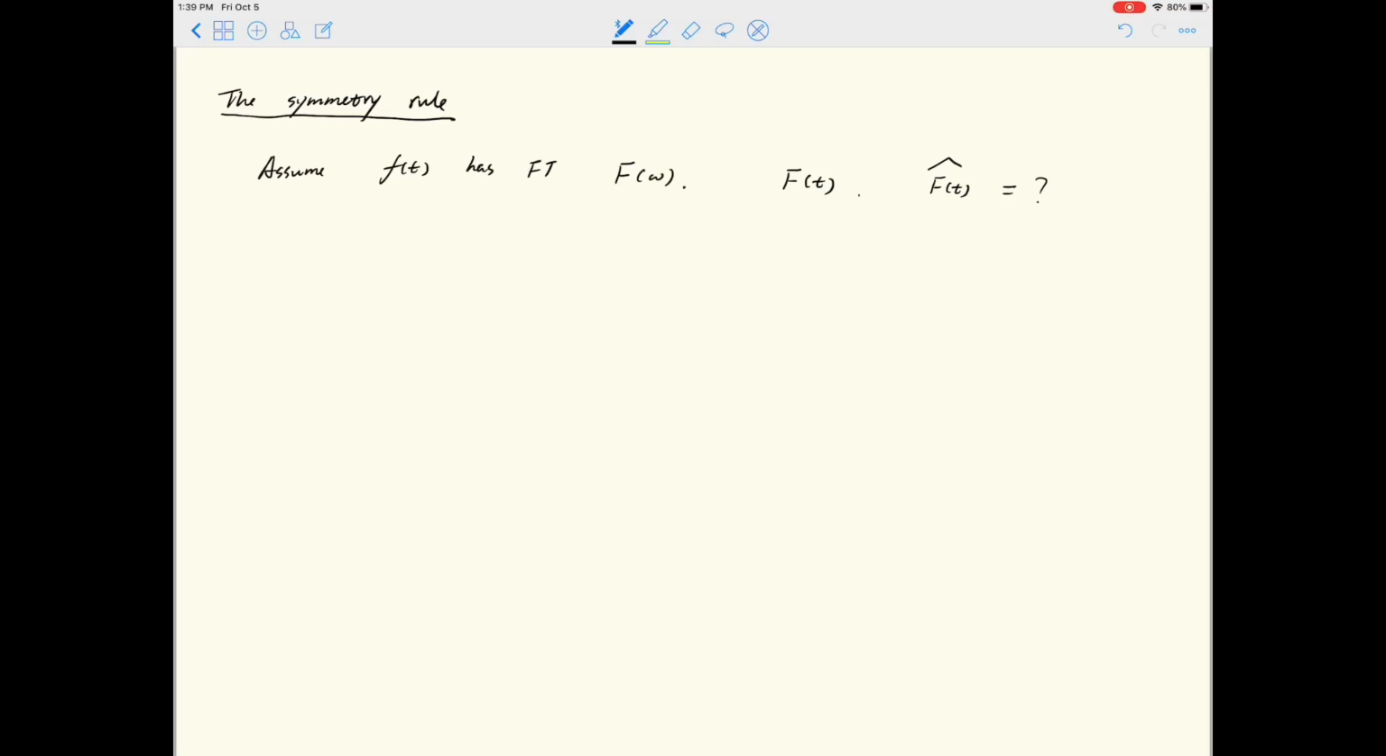The way we approach this is to write down what we know and then to derive what we do not know yet. So what is known now? Well, we know that capital F of omega is the Fourier transform of little f, which is the integral of f(t) e to the minus i omega t dt. That's what we know.